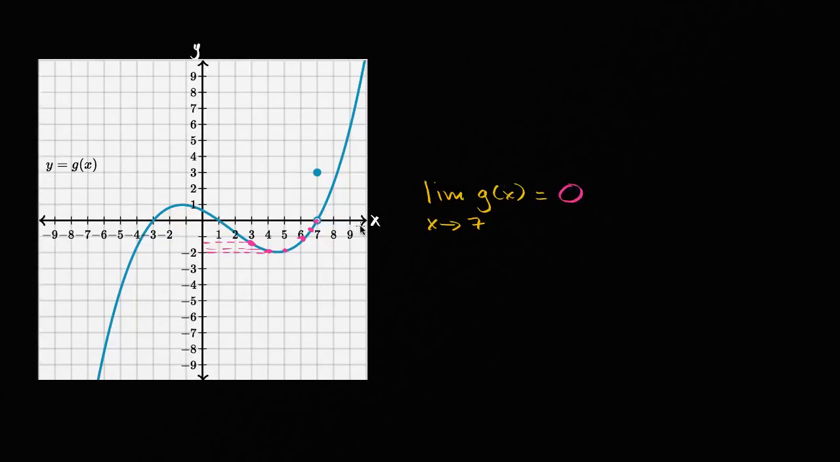Let's see if that's also true for x values greater than 7. So g of 9 is up here, looks like it's around 6. G of 8 looks like it's a little bit more than 2. G of 7.5 looks like it's a little bit more than 1. G of 7.1 looks like it's a little bit more than 0.